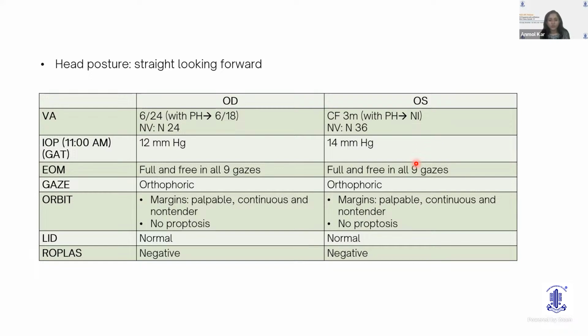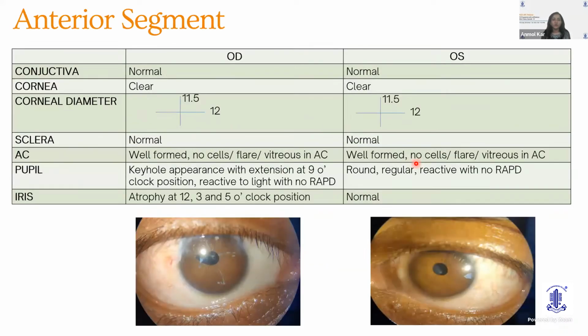The gaze was orthophoric in both eyes. The orbit margins were palpable, continuous, non-tender, with no evidence of proptosis in both eyes. The lids were normal. The Rho plus was negative in both eyes. In the anterior segment, the conjunctiva was normal in both eyes. The cornea was clear in both eyes with corneal diameter measuring 11.5 mm vertically and 12 mm horizontally in both the eyes. The sclera was normal.